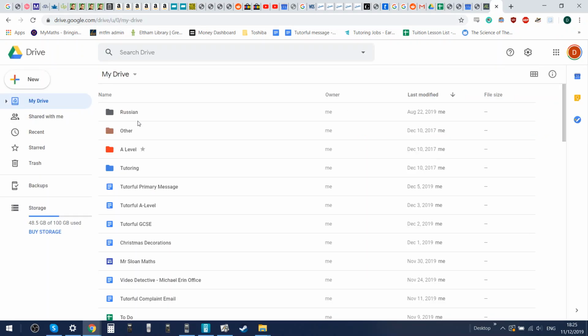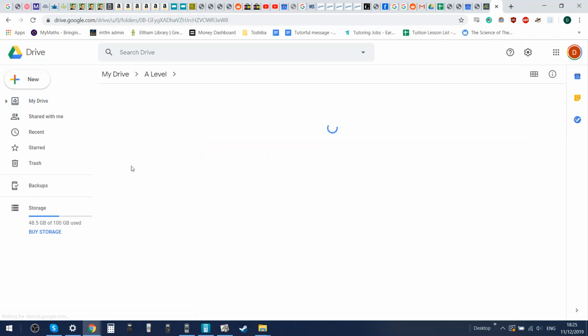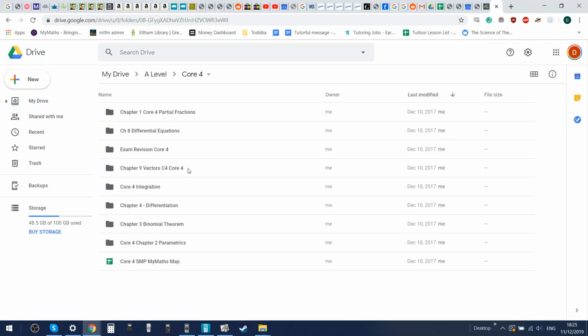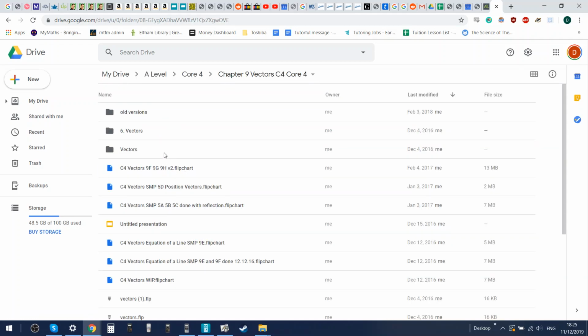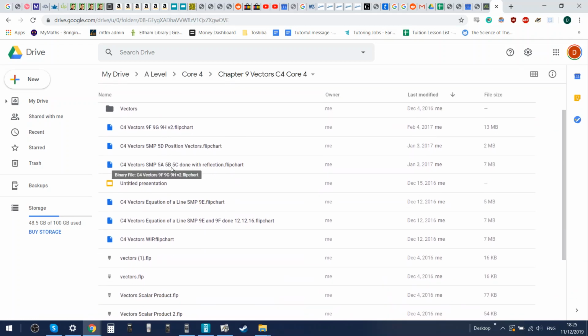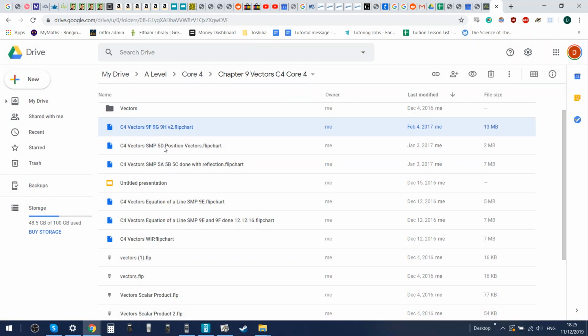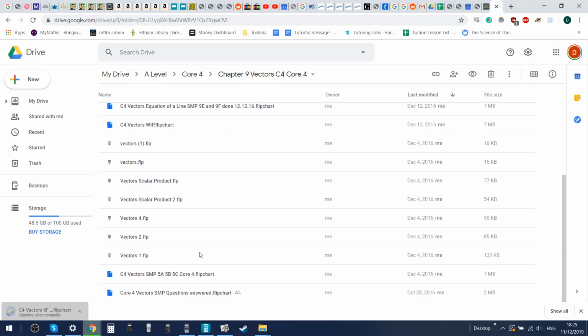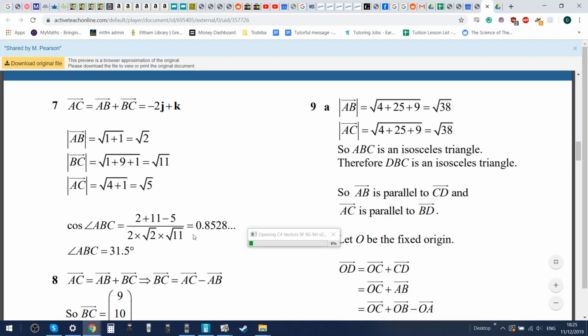I have to go to my old one, my good one. Core 4 vectors. Vectors might be in here. Position, equation. Why would they not just give me the formula?